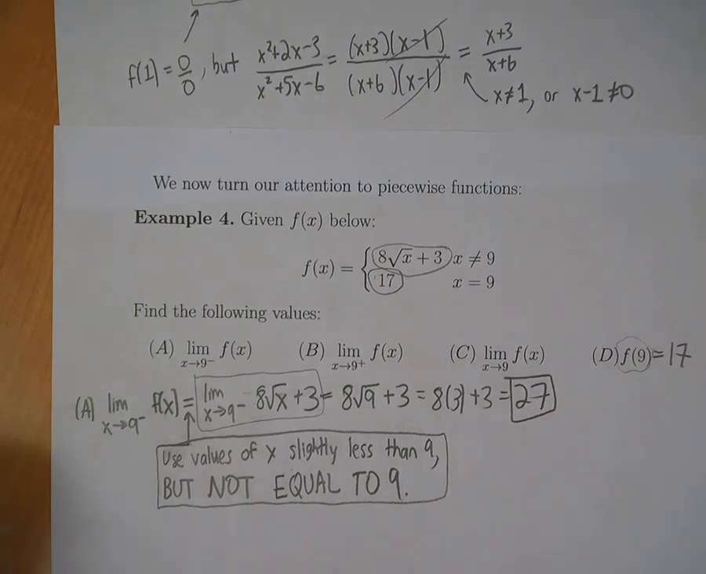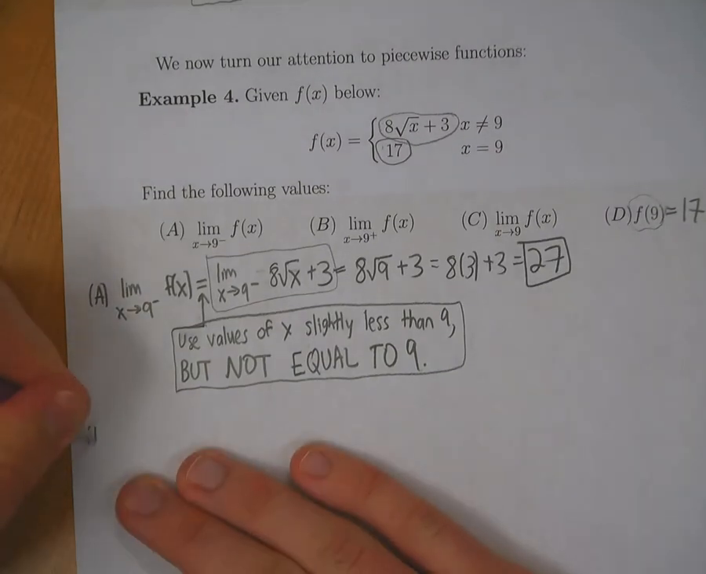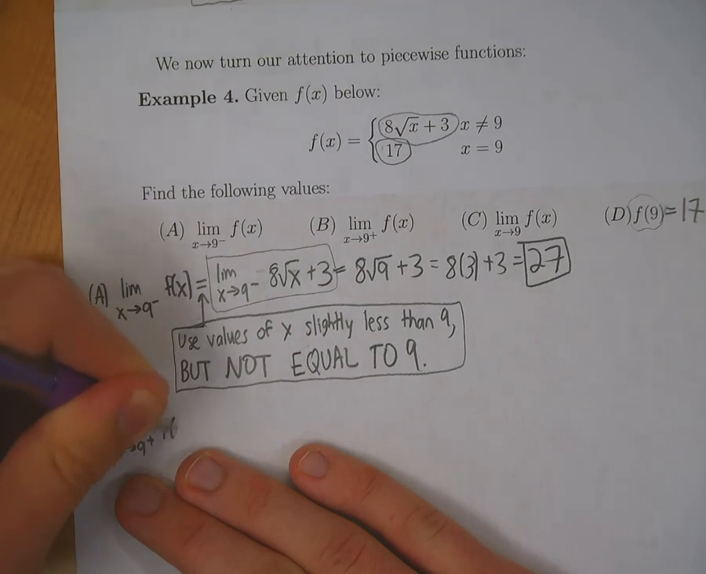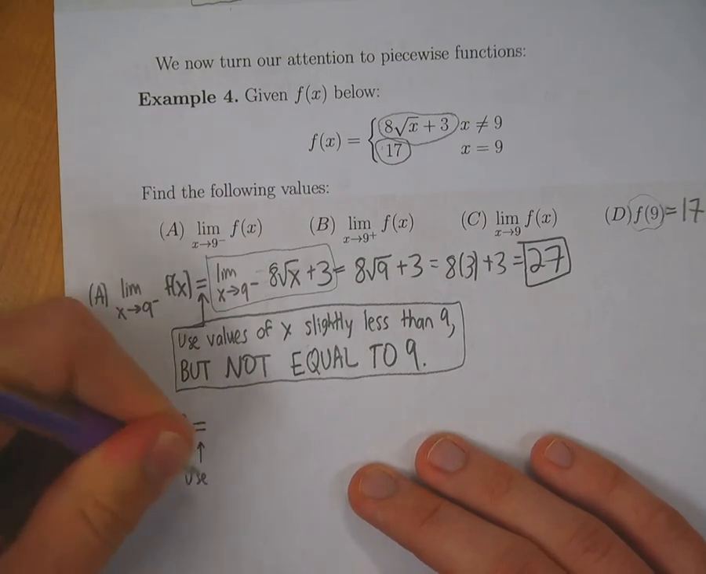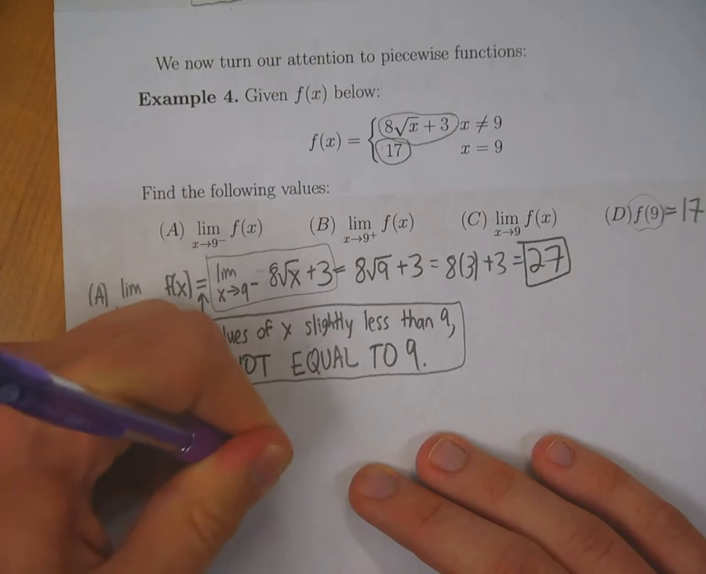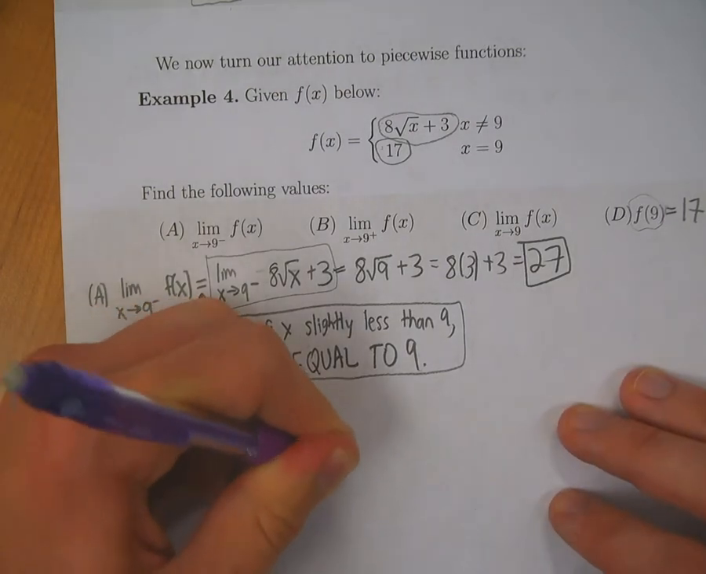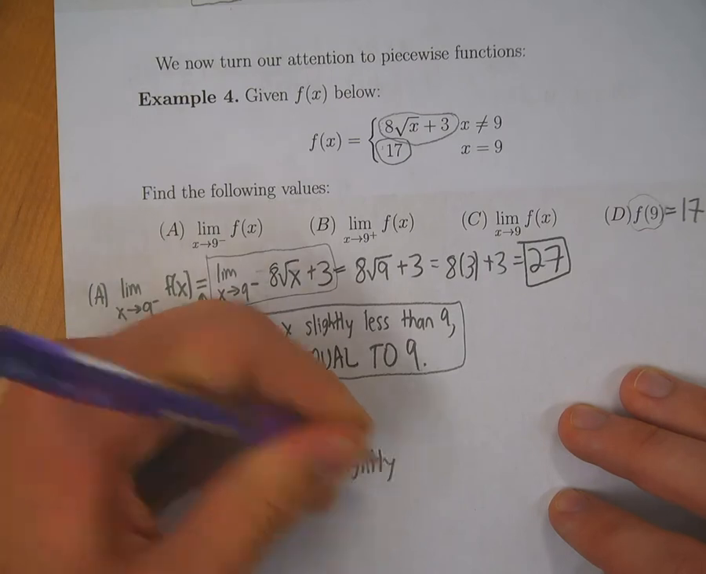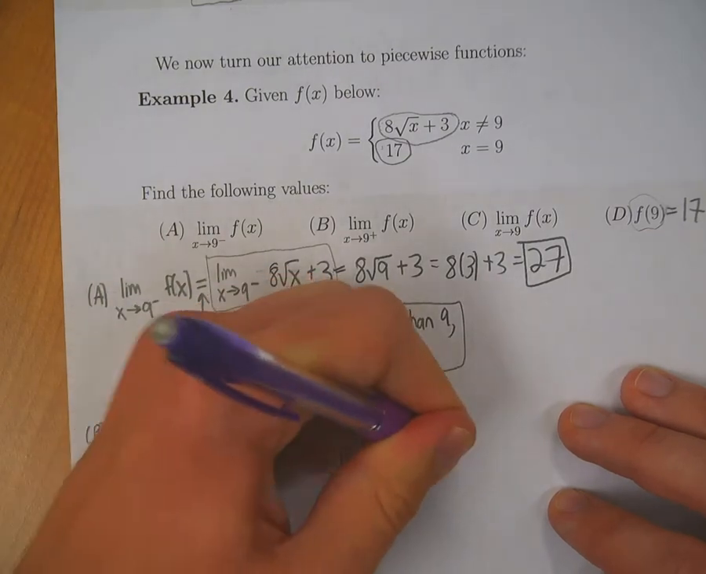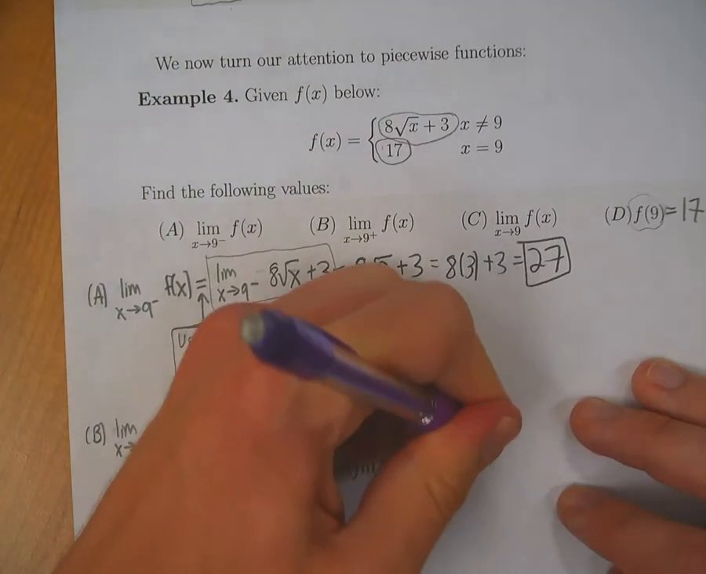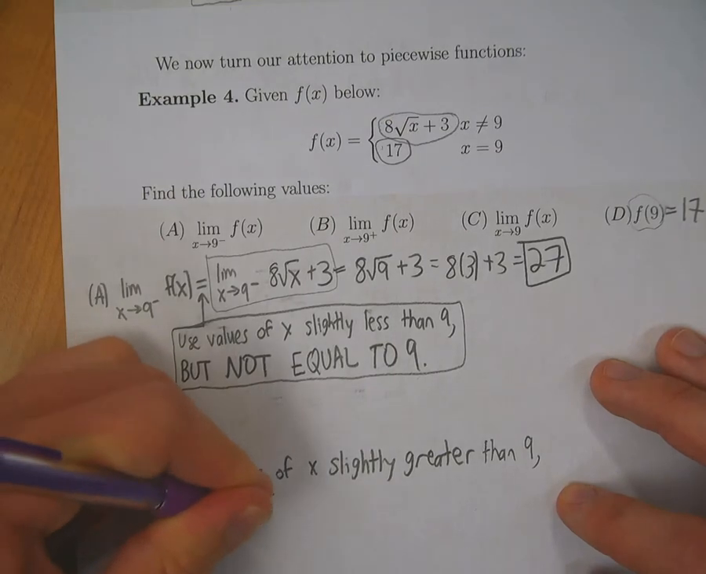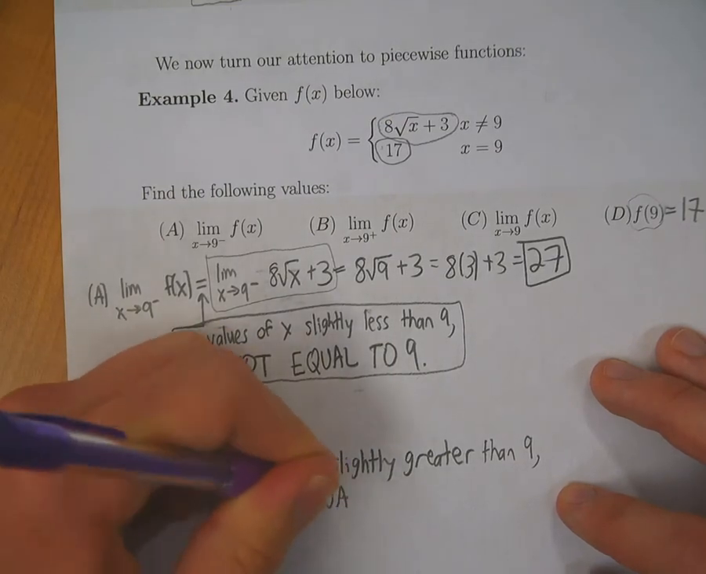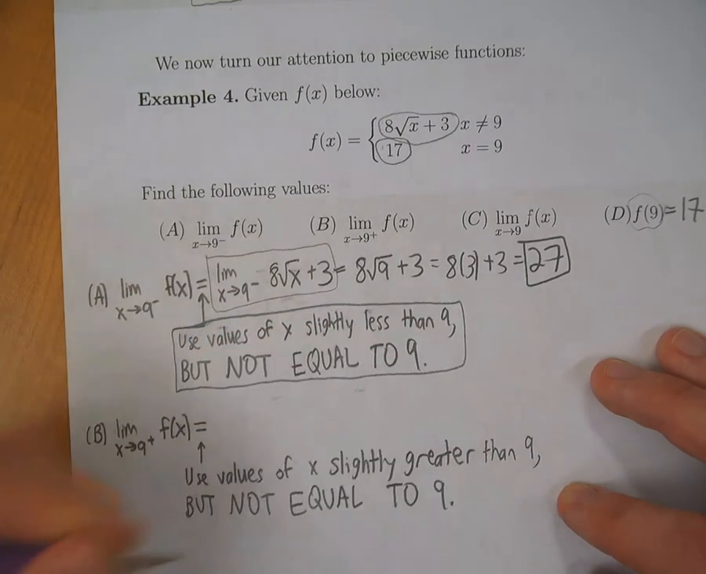All right. So now part B is going to be similar. So the limit as x approaches 9 from the right of f of x. So we're going to need to use similar reasoning here. So use values of x slightly greater than 9, because we're working with a right-sided limit now, but then in all caps, not equal to 9.